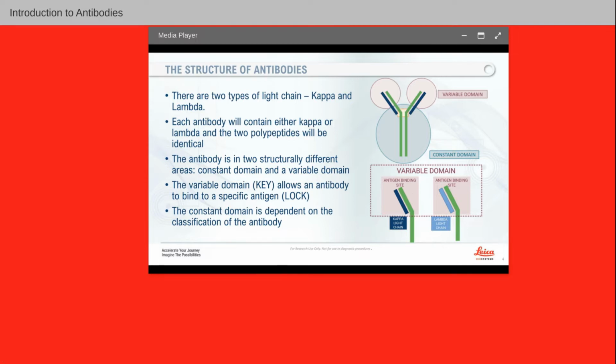The heavy chain sequences, these form the constant domain. So this gives rise to the antibody isotype, which we'll discuss in a couple of slides. The constant domain is the same for every antibody within that specific isotype, so it's easily recognized by the host immune cells.